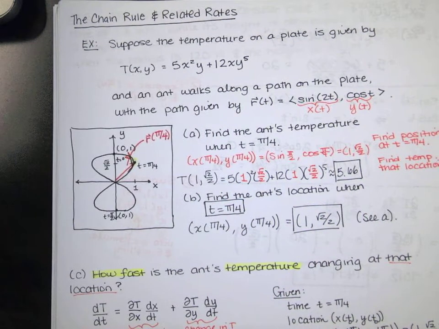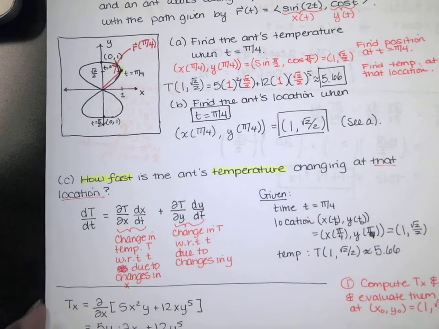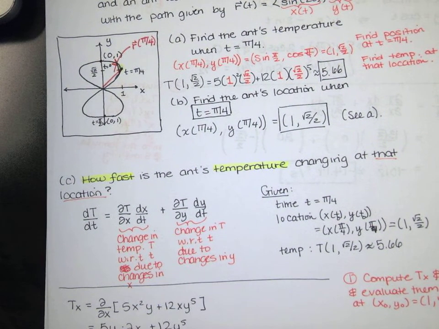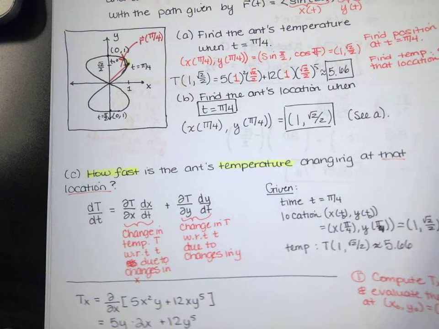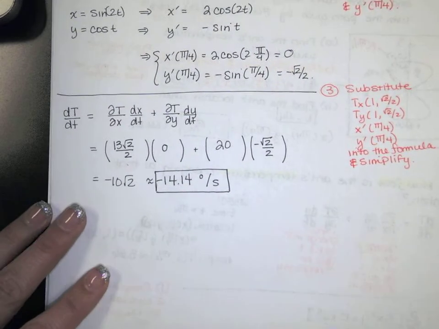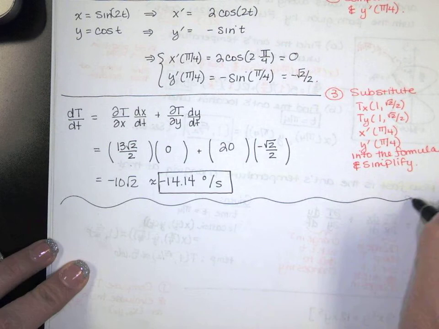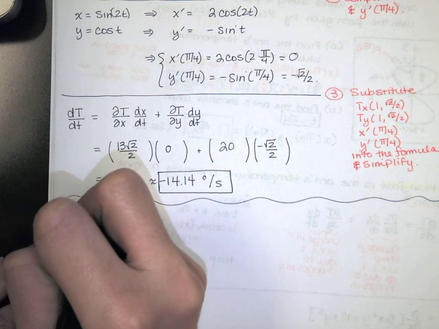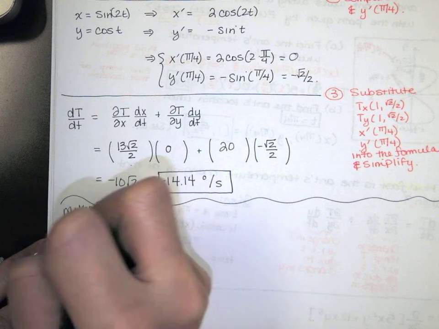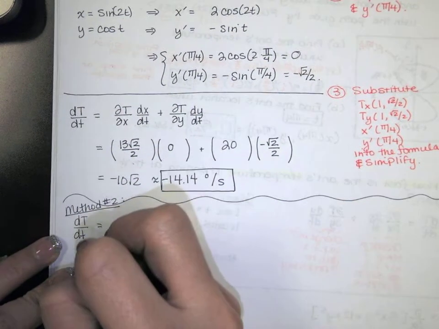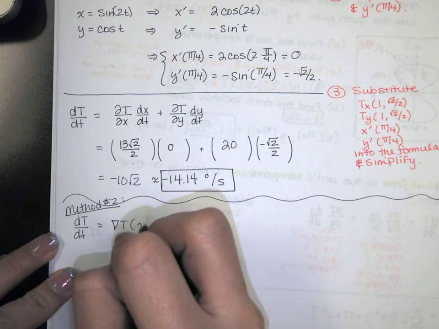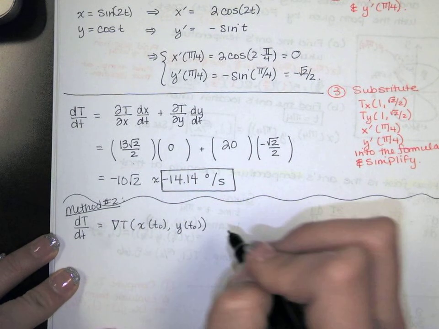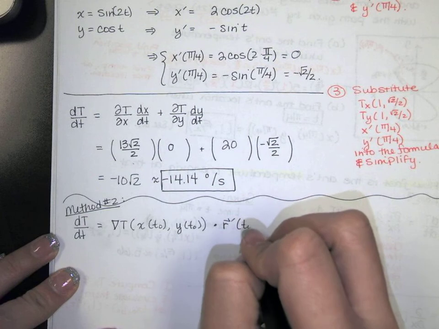So that's an application of the chain rule. Now, if you want to, you don't have to use this form. You could also use the gradient evaluated at this point, dotted with r prime of t, and you get exactly the same answer. So let's just write that in that alternate notation. This is just another method for doing exactly the same thing. It says, compute the gradient of temperature and evaluate that at x of t naught and y of t naught. And then dot that with r prime of t naught.